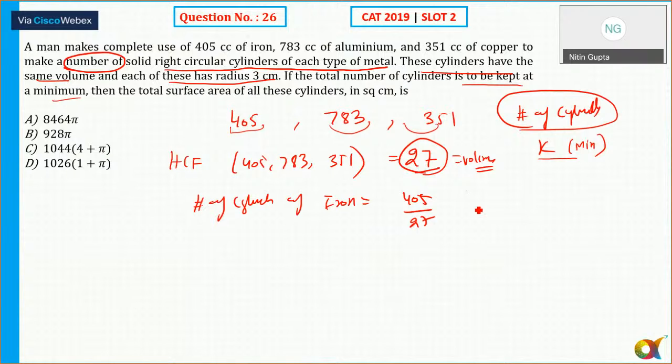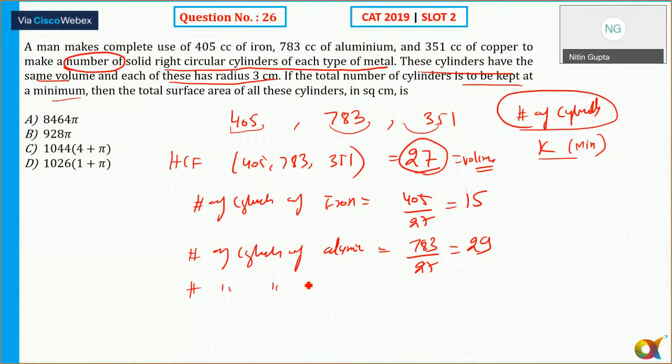405 by 27, which is 15. And what is the total number of aluminium cylinders? How many cylinders of aluminium are there? That is 783 by 27, which is equal to 29. And then the cylinders of copper. How many copper cylinders will there be? That is 351 by 27, which is equal to 13 here.